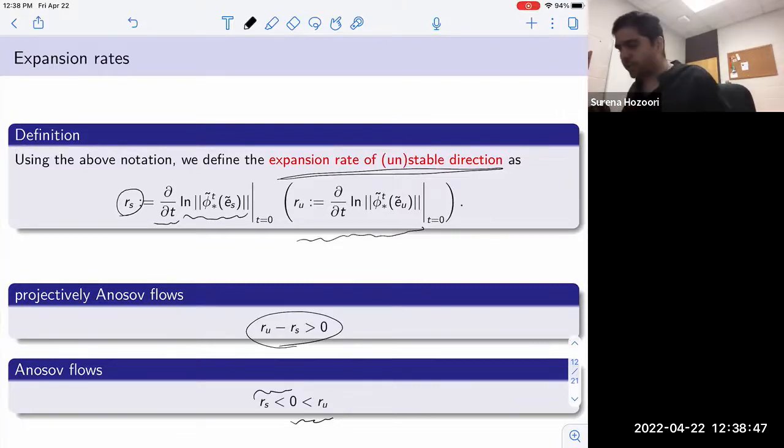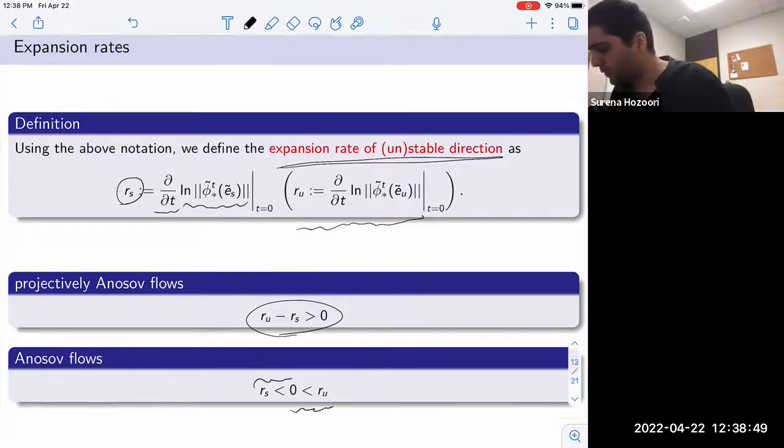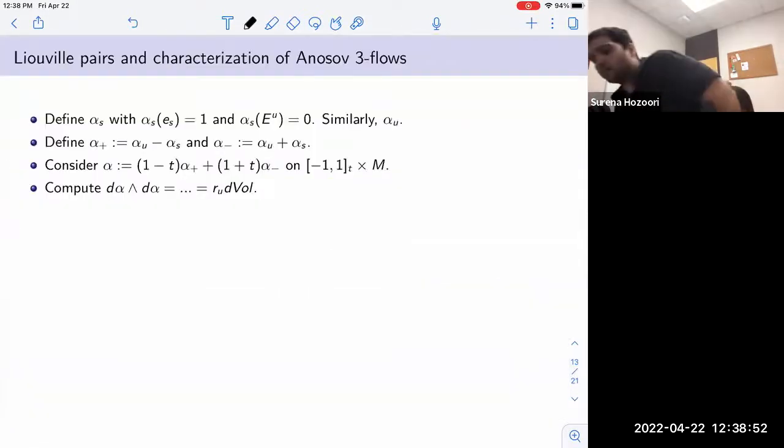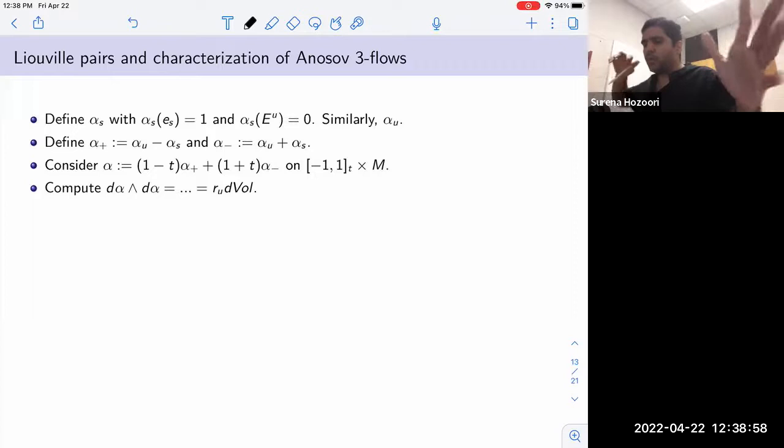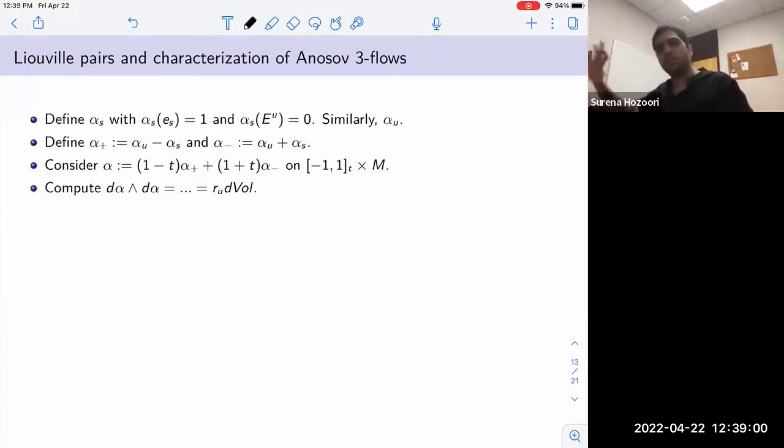So that's quite natural, and from there we can just give you a characterization of Anosov flows in terms of Liouville geometry in order to see that. So this is basically how we translate the metric information into the language of differential geometry and contact geometry.